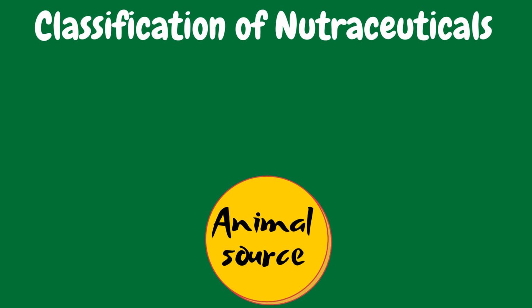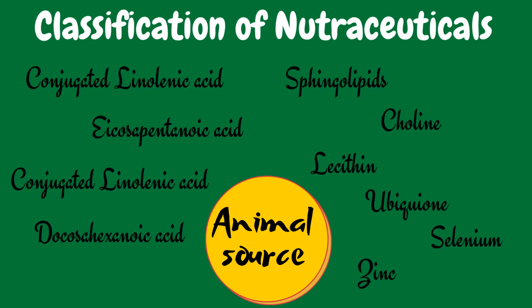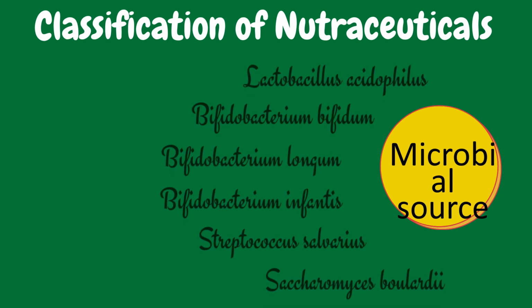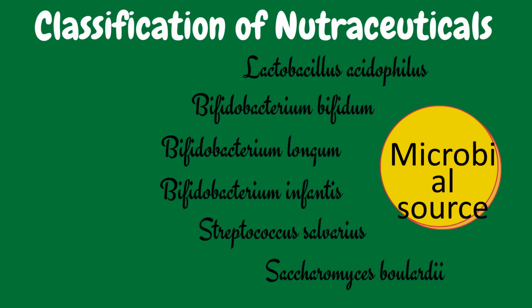Next is the animal source. For animal source, lecithin, as I mentioned earlier, is an animal source nutraceutical. And next, the microbial source.